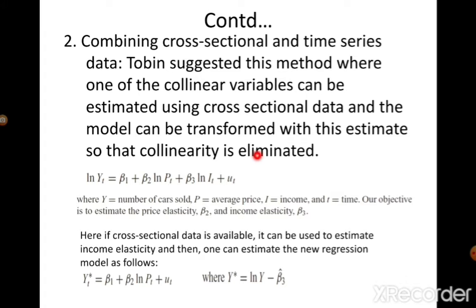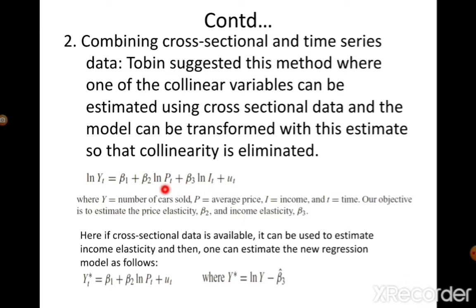We have time series data where your dependent variable is the number of cars being sold. Now you're saying that the number of cars being sold is determined by the average price of the cars and the income levels of the buyers. T stands for time, so this is time series data. Our objective here is to estimate the price elasticity as well as the income elasticity of cars.